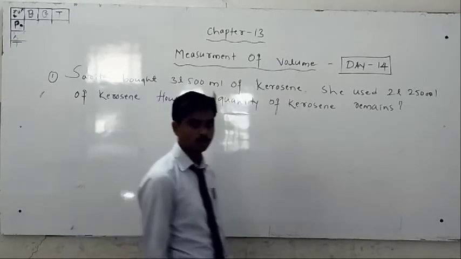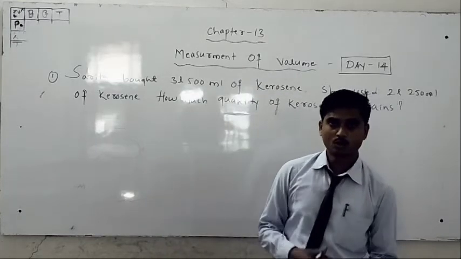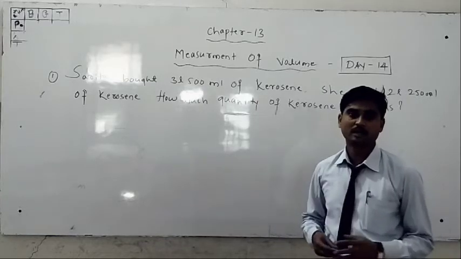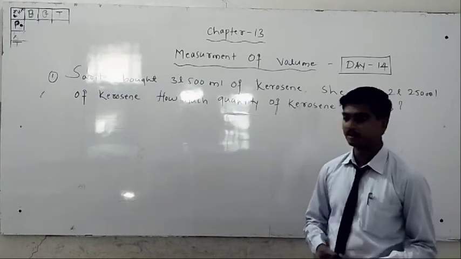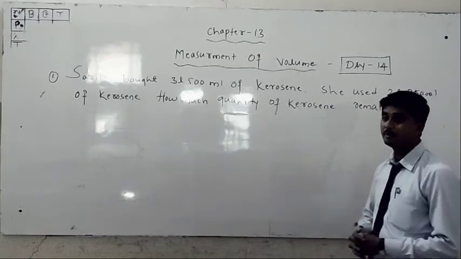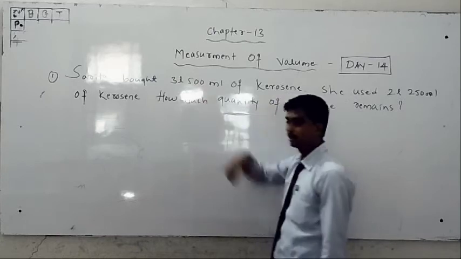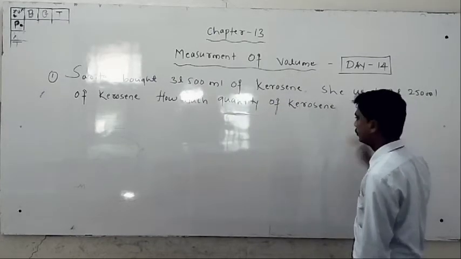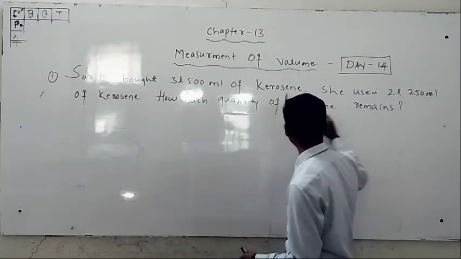Kerosene is used in stoves. Village people use it more because they are given ration. Understand? Sarita bought how much? 3 liter 500 ml of kerosene she bought. Afterwards, she used 2 liter 250 ml of kerosene. How much quantity of kerosene remains?